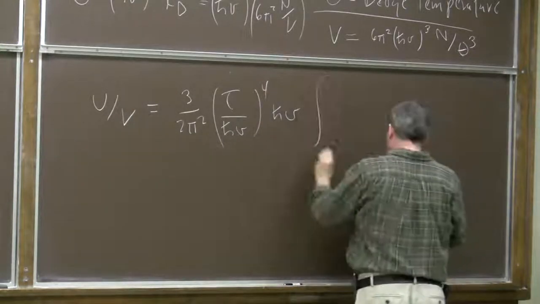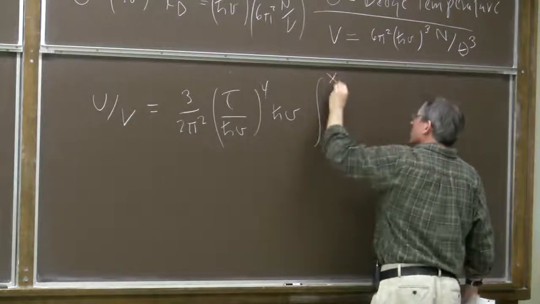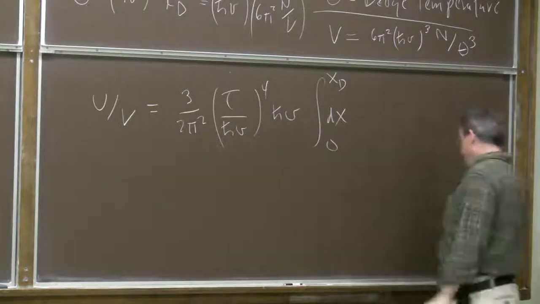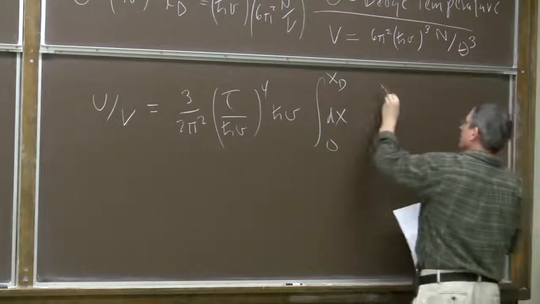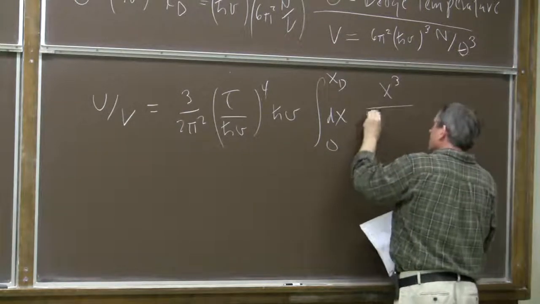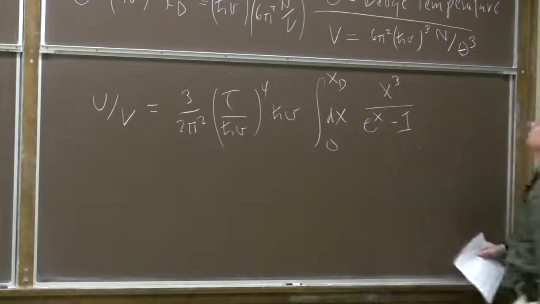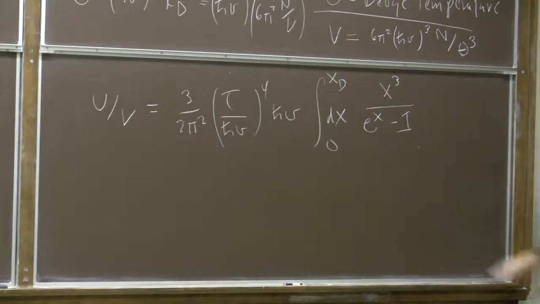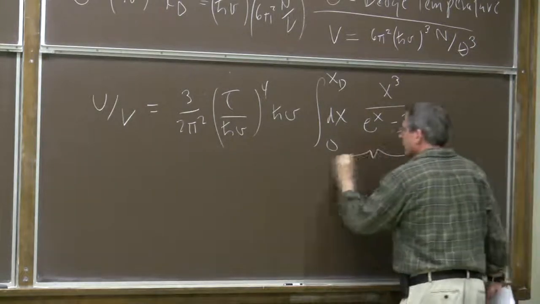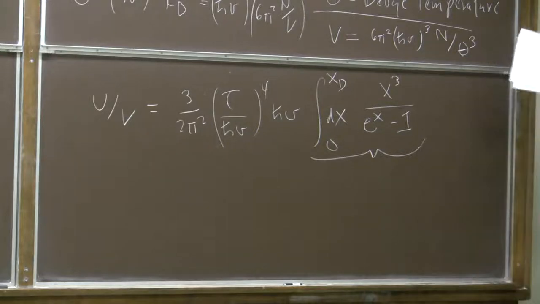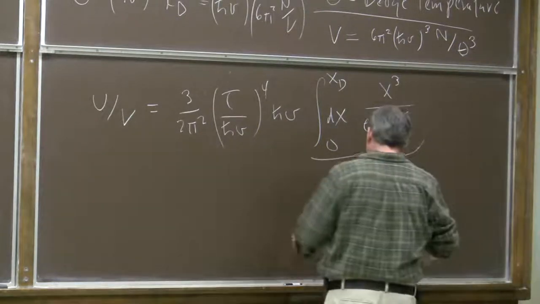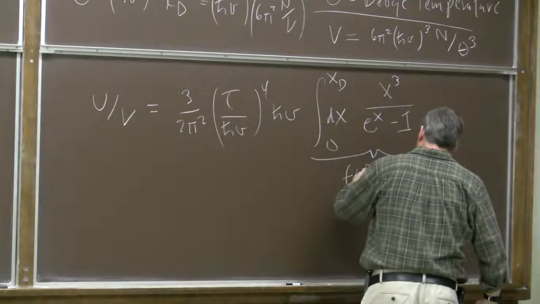And then I have a dimensionless integral, integrated up to x Debye, of x cubed divided by e to the x minus 1. So this is just some dimensionless function now of x Debye. And x Debye is theta over tau. So this is a function of theta over tau.